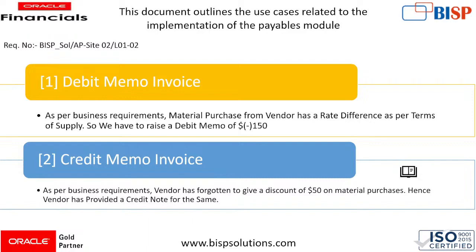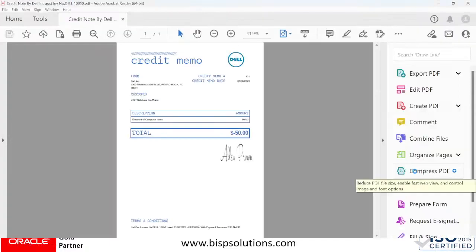Similarly, a credit memo invoice is again a negative amount invoice created by the supplier and sent to you to notify you of a credit. As per business requirement, the vendor has forgotten to give a discount of $50 on material purchase, hence the vendor has provided a credit note for the same. The copy of the credit note is provided by the vendor or the supplier.